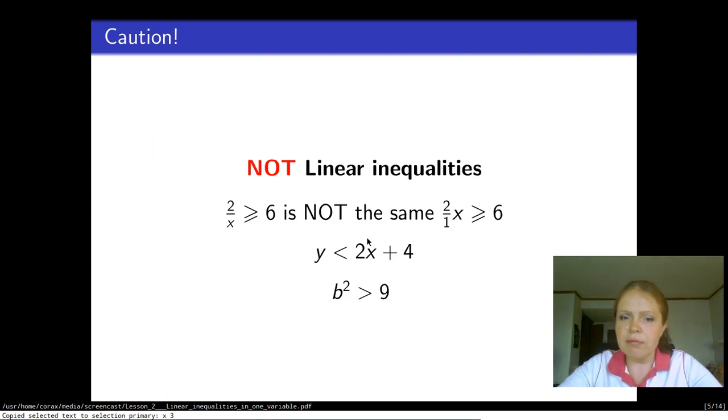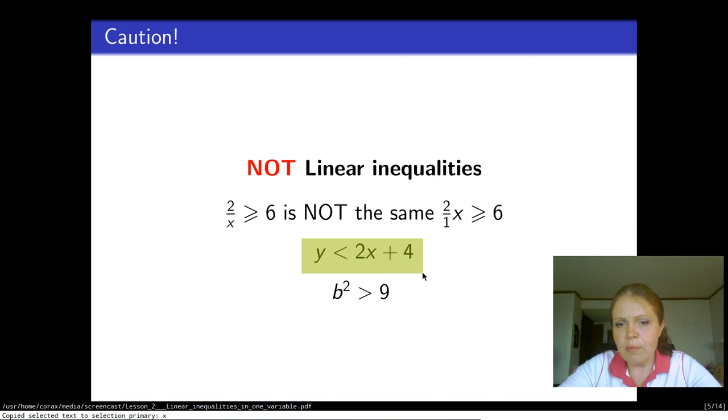But please be careful. This example is not the same as this. This is not a fraction with x on top. This is the number 2, an integer, divided by x. x is below the fraction line. So this is not the same as 2 multiplied by x. Please be careful. If x is on the top, this is a linear inequality. But if you divide by x, x is underneath, so this is not a linear inequality.